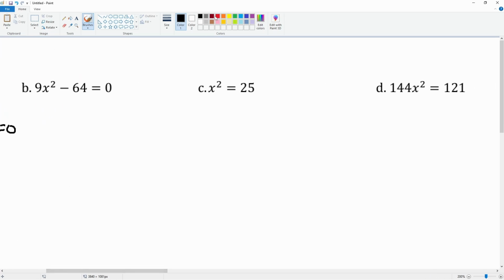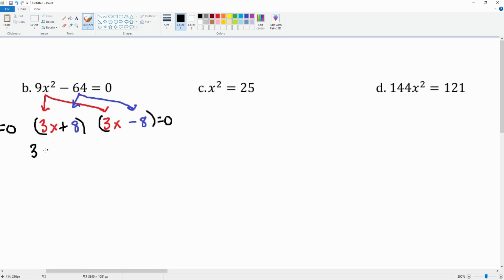All right, let's do B. This breaks down into 3x and this breaks down into also 3x. That 64 has a negative in front, so this breaks down into 8 and this breaks down to negative 8. Okay, one of them is a positive, right? So let's solve because it equals to 0. 3x plus 8 equals to 0 and 3x minus 8 equals to 0.